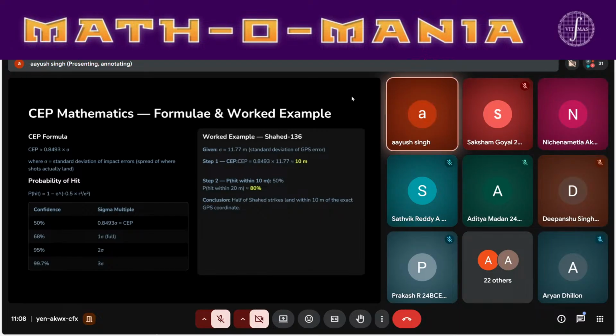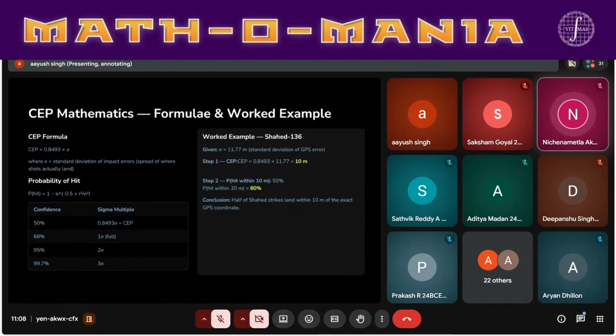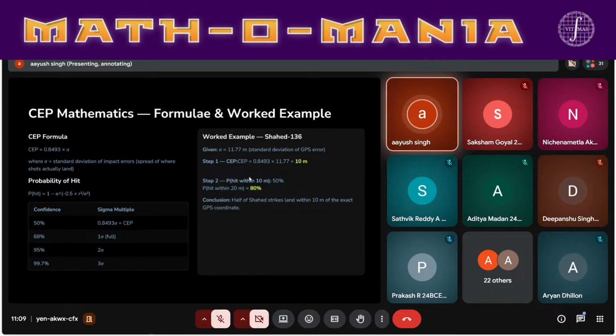Then we can say that the probability of hit within 10 meters is around 50%. If we compute the same for a radius of 20 meters, the hit probability comes out to be 80%. So to conclude, almost half of the Shahed drones will land within 10 meters of the exact GPS coordinate.